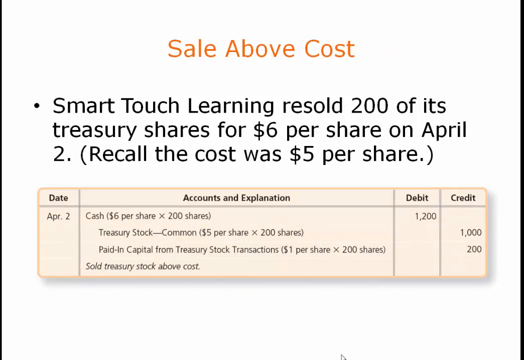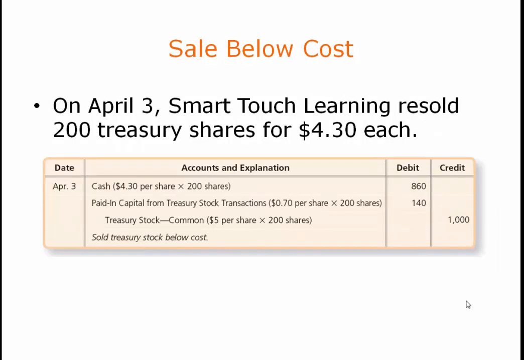Another transaction, same kind of deal. $6 per share. Now they've made a profit. They bought them for $5. You can see that here. They sold them for $6. Well, that profit that they made on the 200 shares goes into this account that's called paid in capital treasury stock, $1 per share. So that's this transaction here.